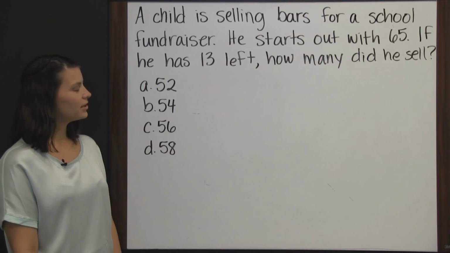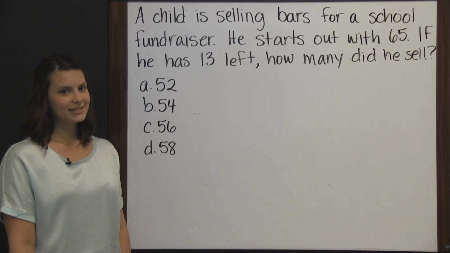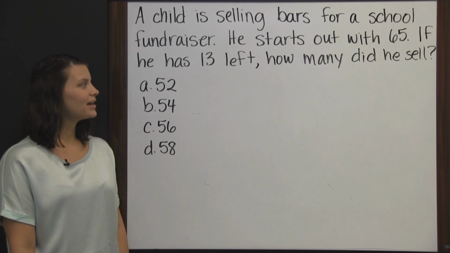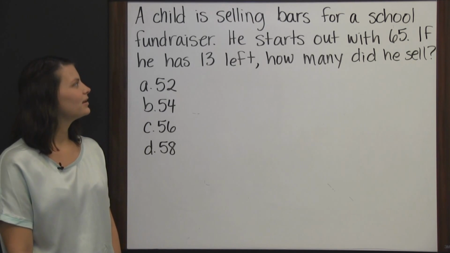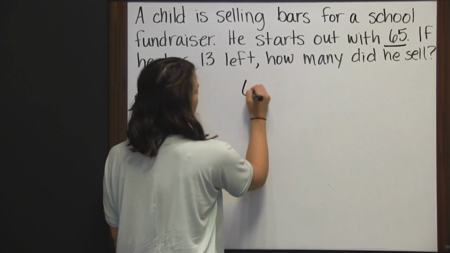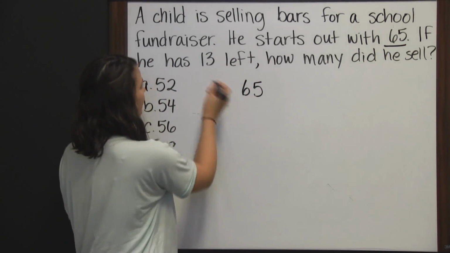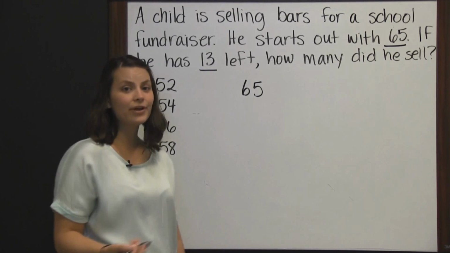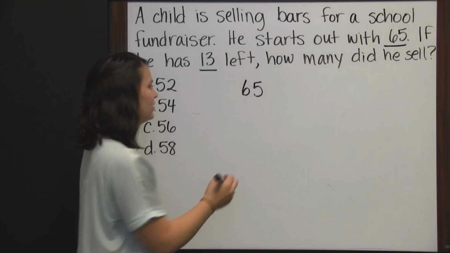A child is selling bars for a school fundraiser. He starts out with 65. If he has 13 left, how many did he sell? So he's starting out with 65 to sell. He only has 13 left out of his total. So we have to figure out how many then he sold.